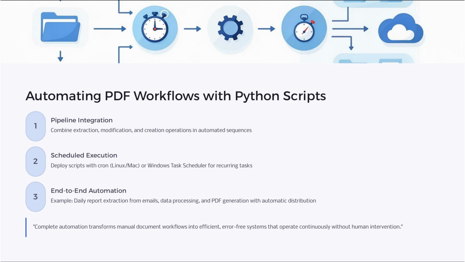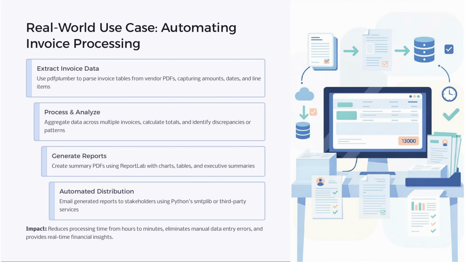Automate invoice processing by extracting data with pdfplumber, capturing key details like amounts and dates. Aggregate and analyze this data to identify patterns and discrepancies. Generate comprehensive reports using ReportLab, complete with charts and summaries. Distribute these reports automatically via email, drastically reducing processing time and enhancing financial insights.